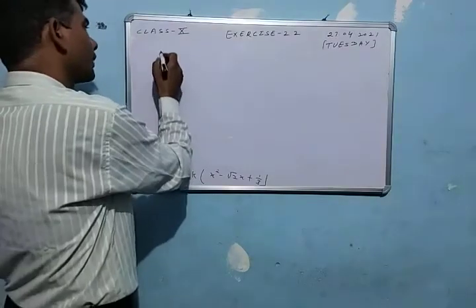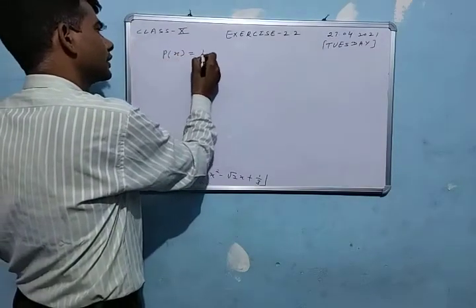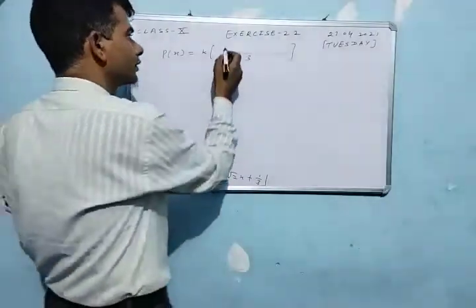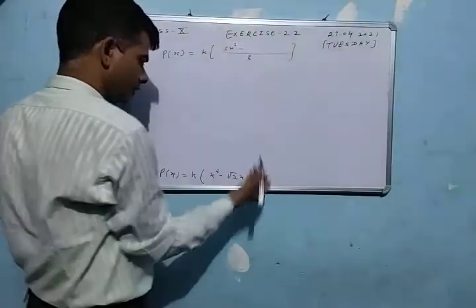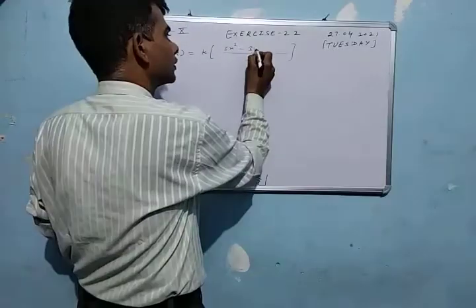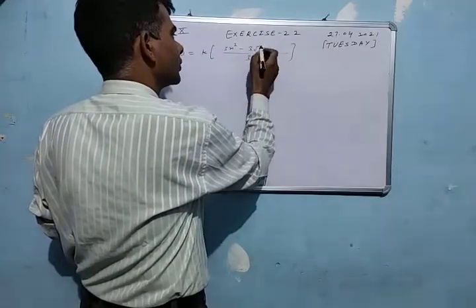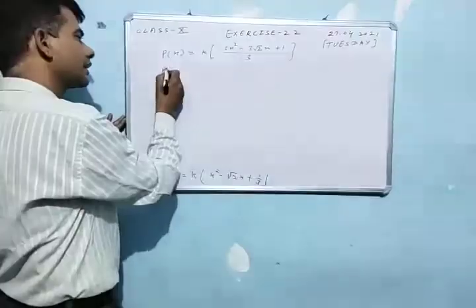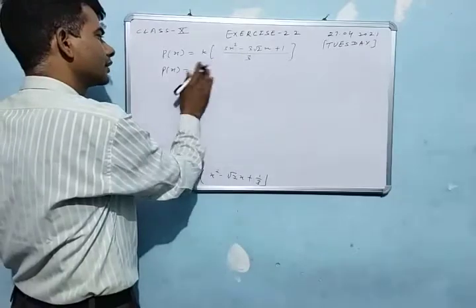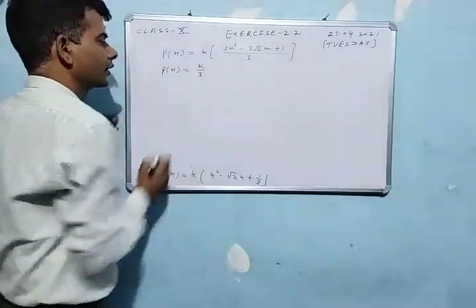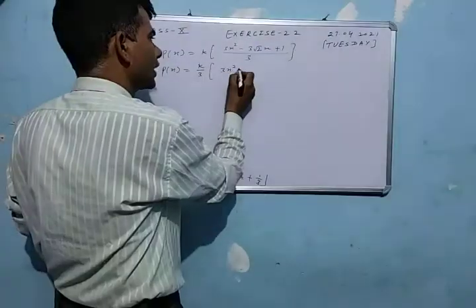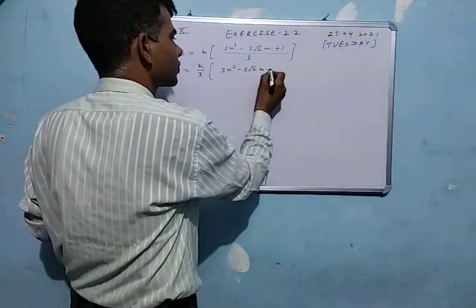Now student, p of x is k by 3, and your LCM will be 3, so inside the bracket it is 3x square minus 3 root 2 x plus 1. It can be written as k by 3 times the bracket 3x square minus 3 root 2 x plus 1.